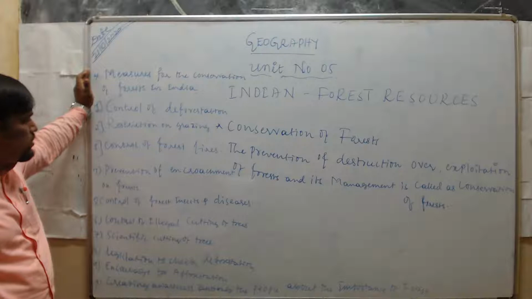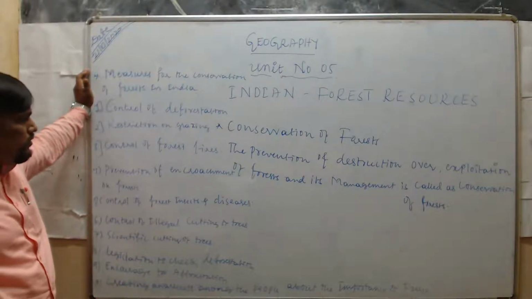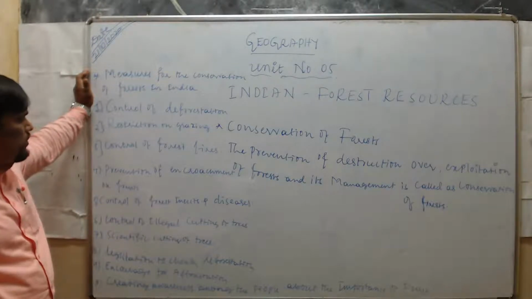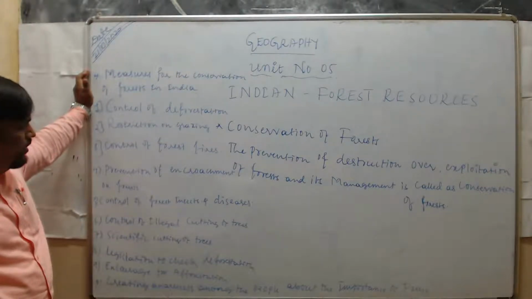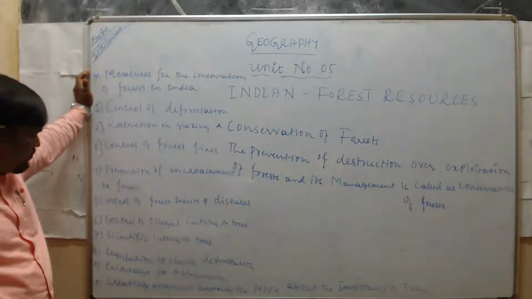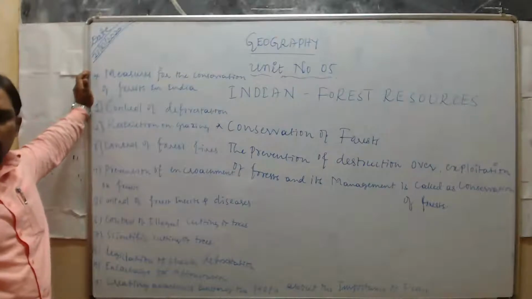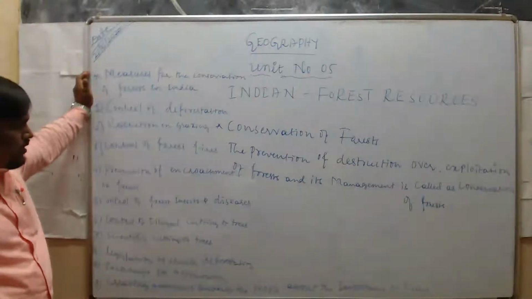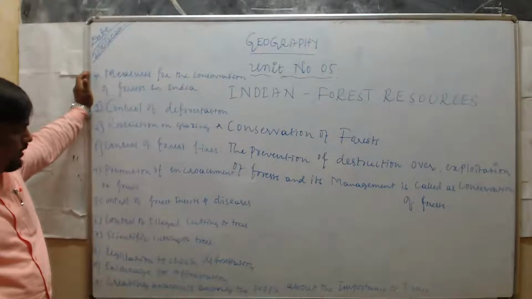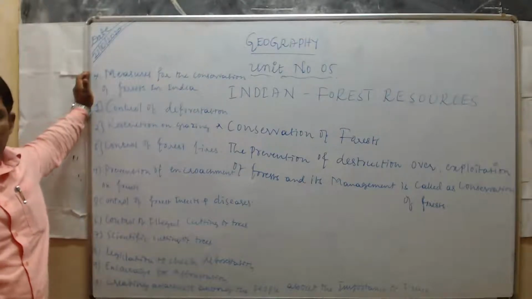Fourth, prevention of encroachment on forest. Encroachment means invasions, prevention of invasions on forests. Fifth, control of forest insects and diseases. Sixth, control of illegal cutting of trees. Seventh, scientific cutting of trees. We have to follow scientific methods to cut the trees. Eighth, legislation to check deforestation. Ninth, encourage afforestation. And tenth, creating awareness among the people about importance of forest.